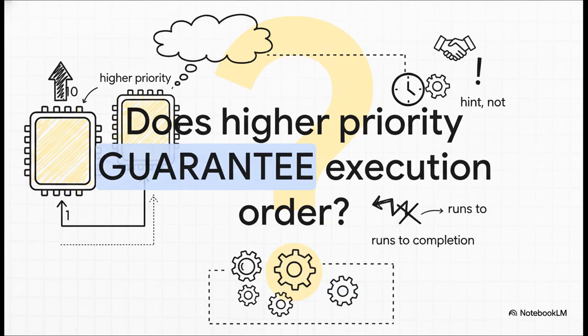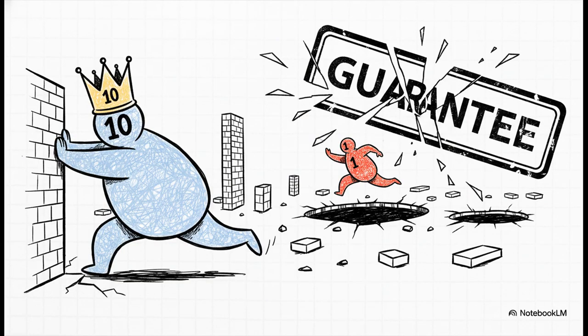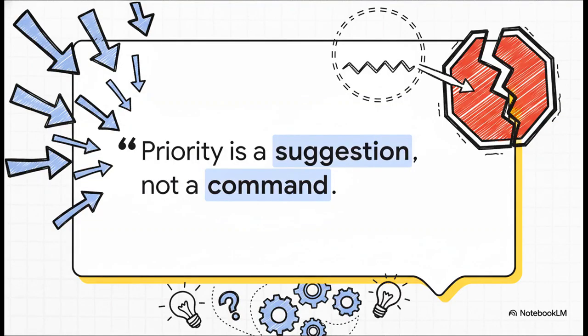If I make one thread a priority 10 and another one a priority 1, is it an absolute guarantee that my priority 10 thread will run to completion before the priority 1 thread even gets a chance? Absolutely not. And I can't stress this enough. This is probably the single most dangerous assumption you can make when writing concurrent code in Java. There are zero guarantees. A higher priority thread might not run first. A lower priority thread might get CPU time before a higher priority one. It's a total toss-up.